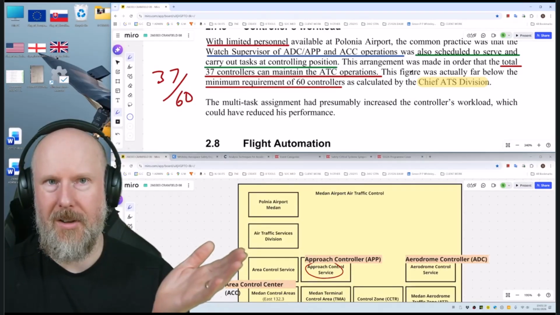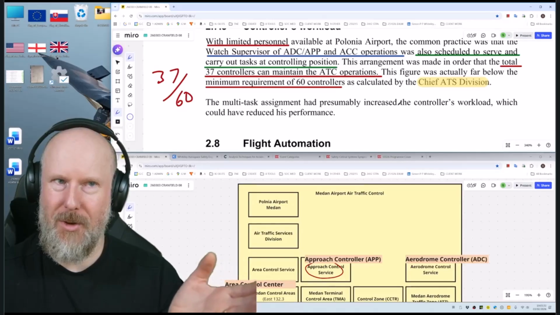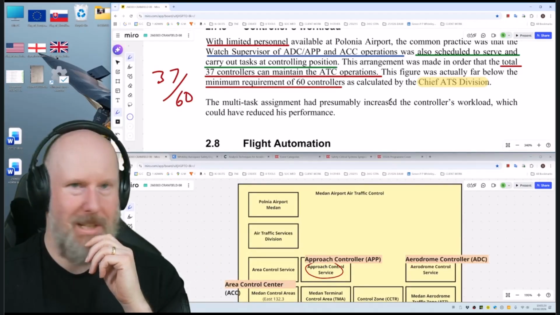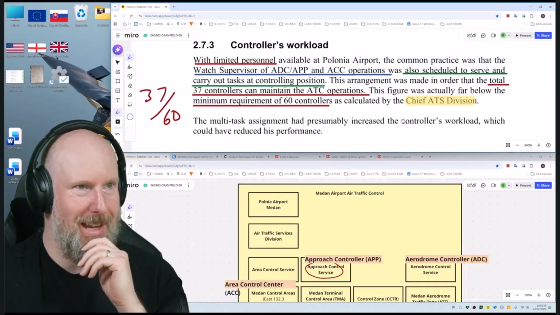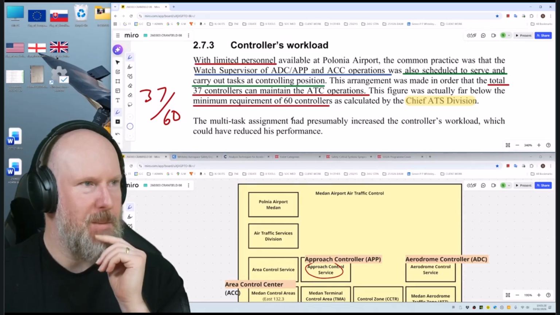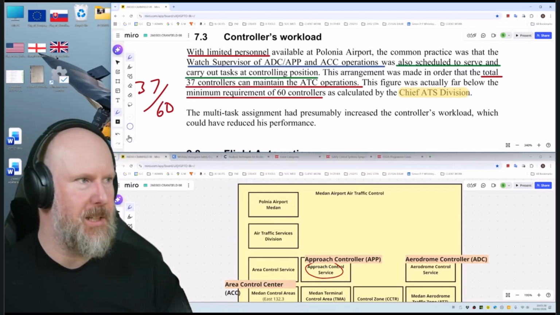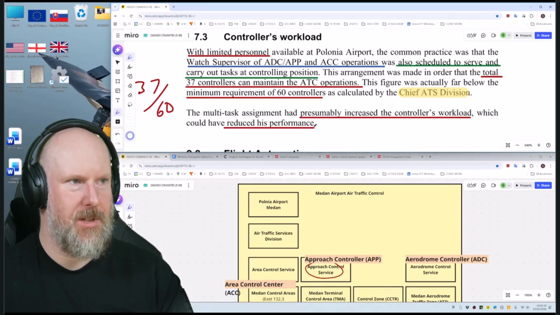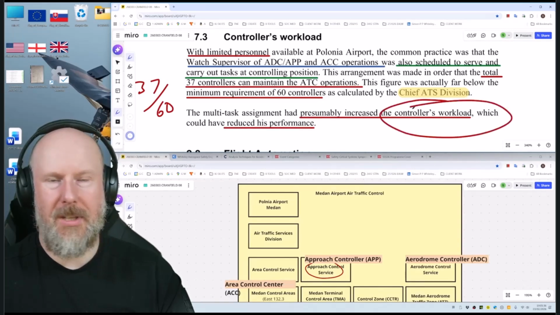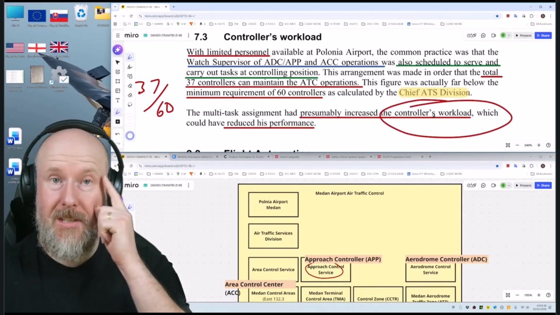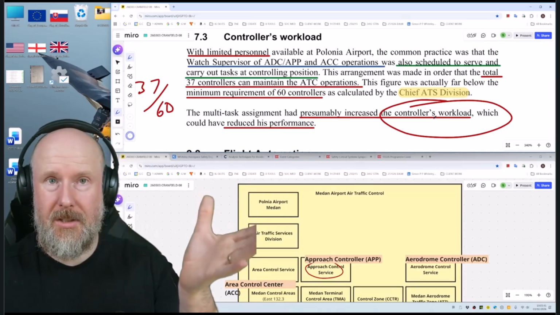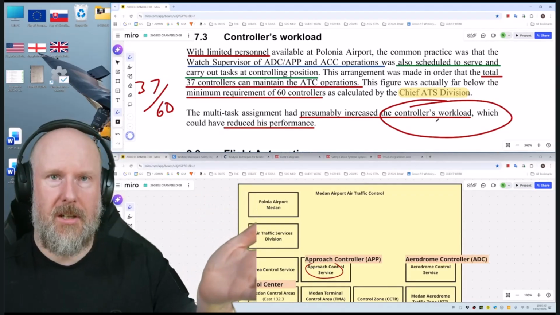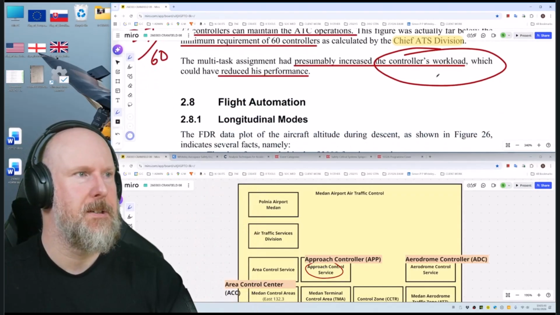Of course, that's not down to the individual air traffic controller, unless they've got multiple jobs, multiple hats. So the multitask assignment had presumably increased the controller's workload, which could have reduced his performance. As I said, I don't think it's just about workload, it's about increasing fragility. It is a fragile control structure in this respect.